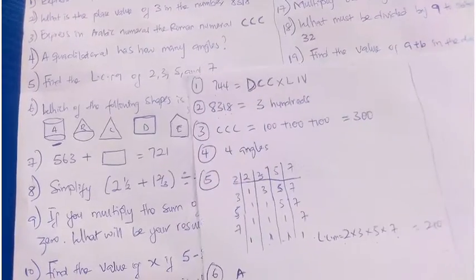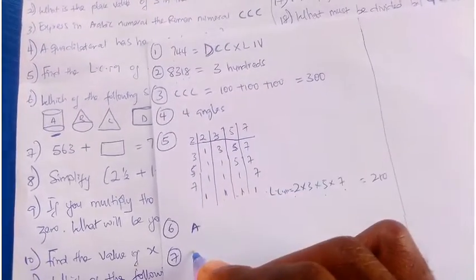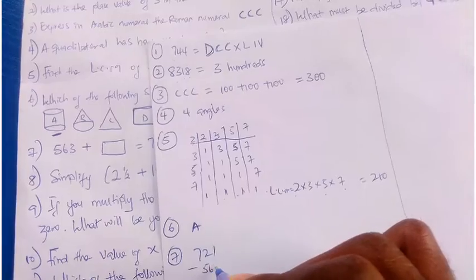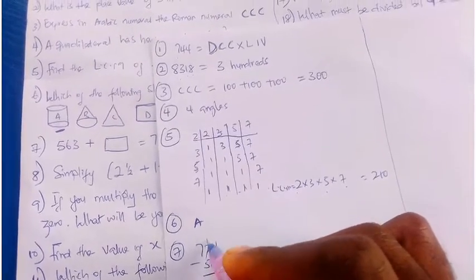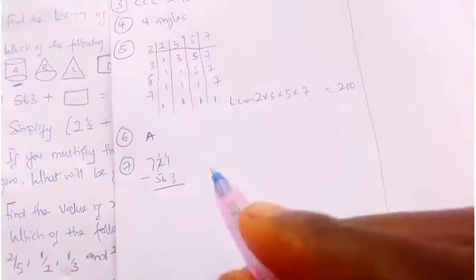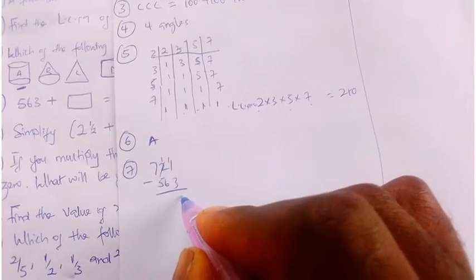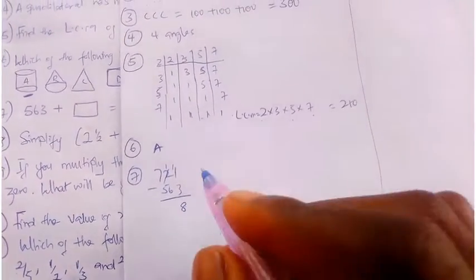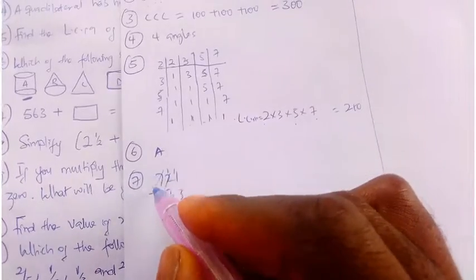Number 7 question says 563 plus box equals 721. What is box? Now, to get box is by saying 721 minus 563. Borrow 1 from the tens, that remains 1. This now becomes 11. 11 minus 3 is 8. Then 1 cannot subtract 6, so borrow 1 from the hundreds.